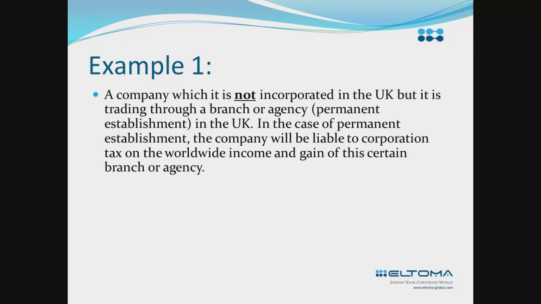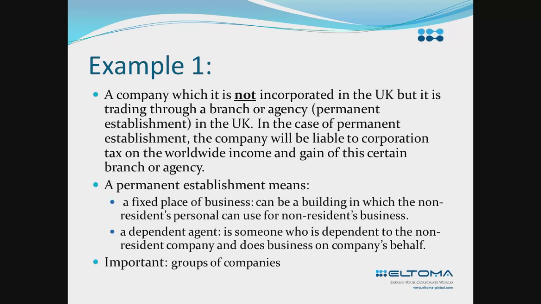Now, what does permanent establishment mean? A permanent establishment has a dual definition. It can be a fixed place of business or an independent agent. A fixed place of business can be a building which the non-resident personnel can use for non-resident business. And on the other hand, an independent agent is someone who is dependent on the non-resident company and does business on the company's behalf.